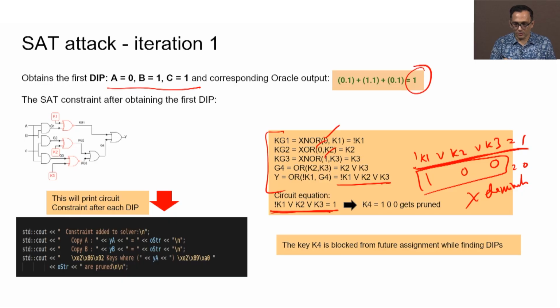This basically adds some restrictions on the values of keys, so the keys that would not satisfy the miter circuit anymore are removed. Your search space is basically reduced; some of the keys are removed from the search space. For this example, this is the equation I will get, which is effectively saying that this value cannot happen for these keys.